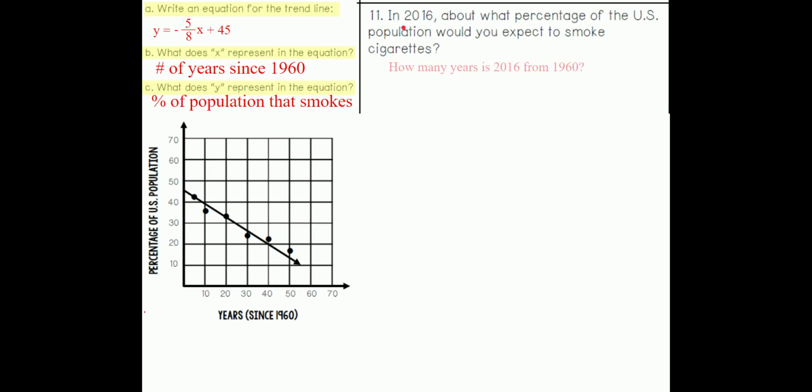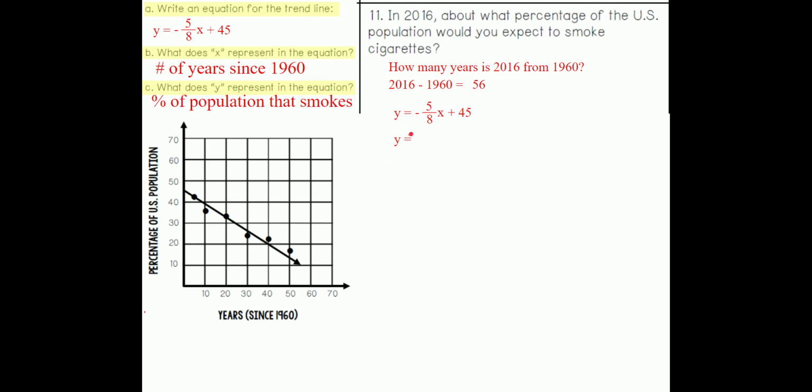In 2016, about what percentage of the US population would you expect to smoke cigarettes? So you're going to start off by finding out how many years it has been since 1960. In the year 2016, how many years has it been since 1960? Well, you subtract and you find out that it's 56 years. So now we know the X, because the number of years since 1960 is 56. Because they're asking us what percent of the population, we don't know what the Y is.